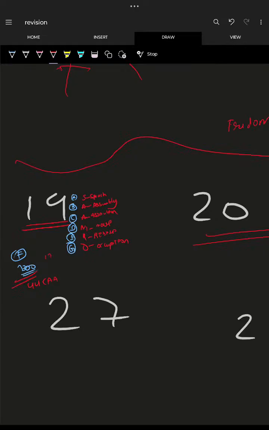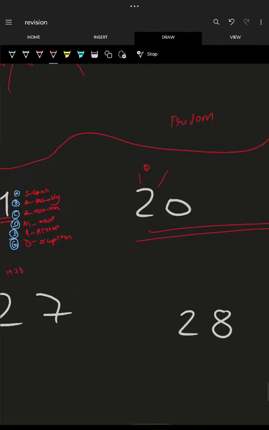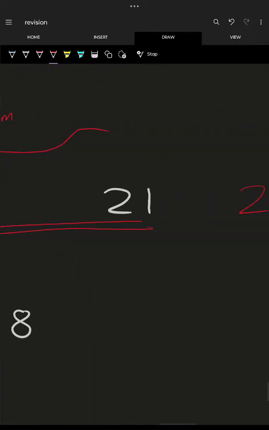And this thing was removed by the 44th Constitutional Amendment Act. That I say was 1976, so this would be 1978. 20 is no double jeopardy, no self-incrimination, and no ex post facto, the past work. 21 is protection of life. So everything on this is the protection of life.